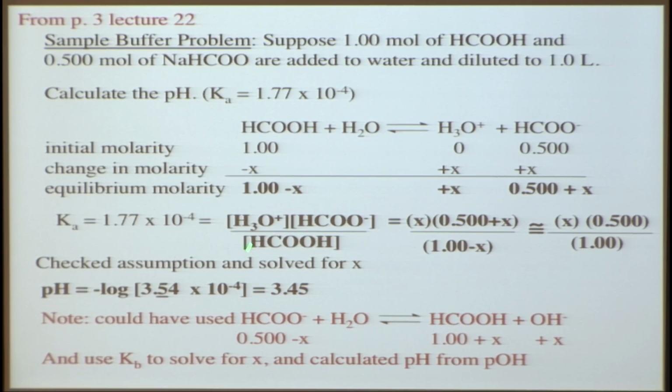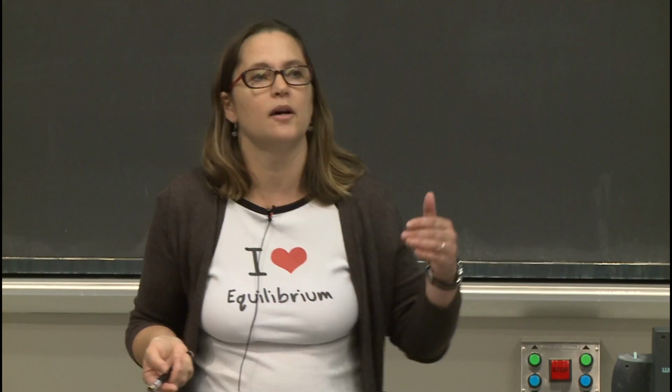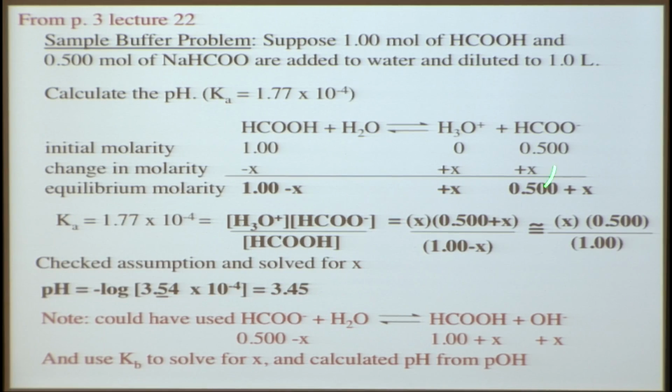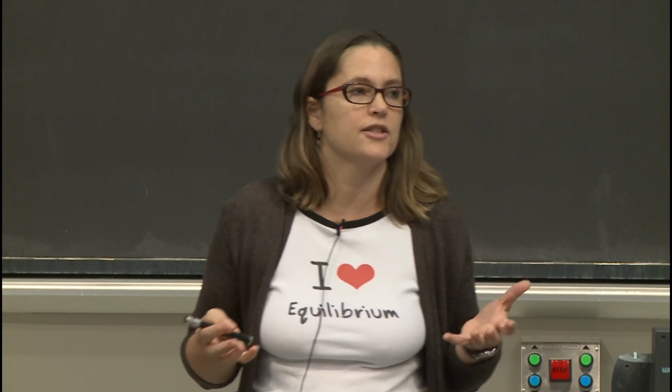And if you try it, you get 3.45. So you can do these problems either way. You can think about them as a weak base problem or a weak acid problem. You just have to remember that this is not 0 when you start. The conjugate has some amount, and that's what makes it a good buffer.